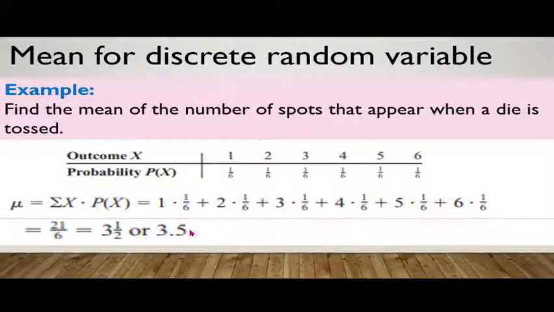So as a rounding rule for the mean, we have to add one decimal place to the corresponding values of x. Since we have all whole numbers for the corresponding values of x, we have one decimal place for the mean. All right, so the 3.5 will basically be what we call the theoretical average of this probability distribution.